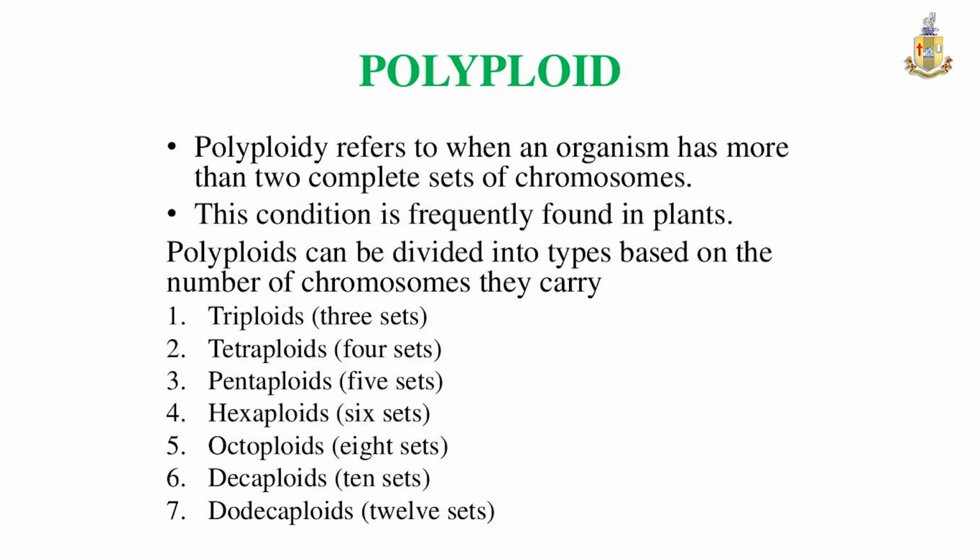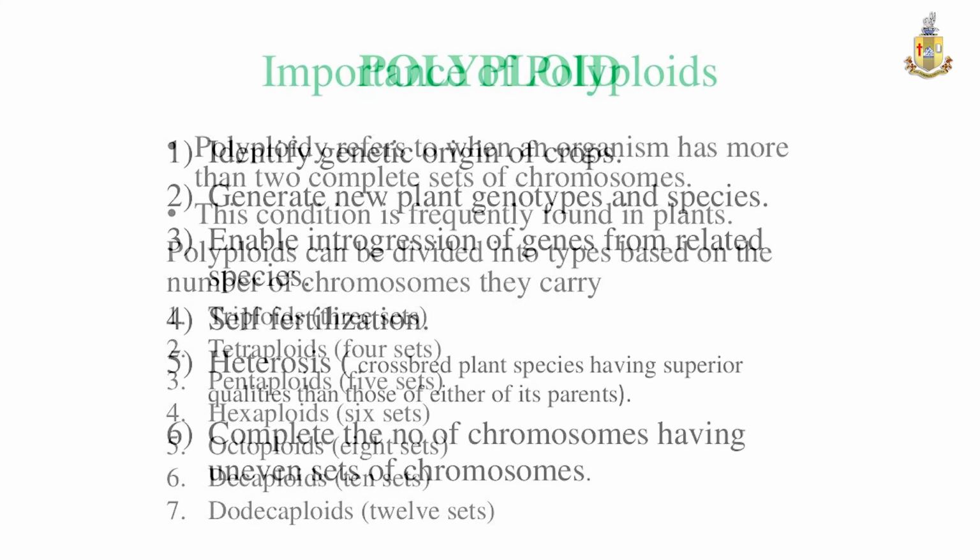Next, we are going to learn about polyploidy. Polyploidy refers to when an organism has more than 2 complete sets of chromosomes. This condition is frequently found in plants. Polyploids can be divided into types based on the number of chromosomes they carry. One is triploid, second is tetraploid, third is pentaploid.